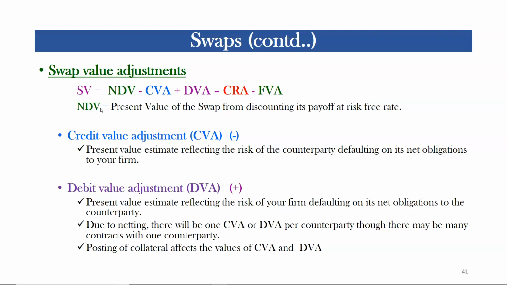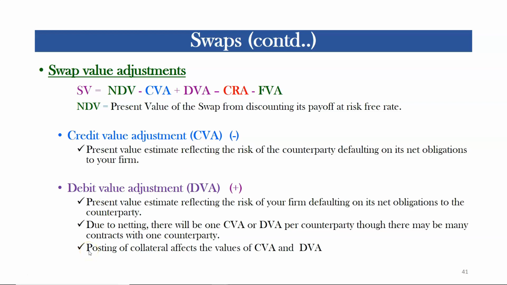NDV of a swap is the non-default value of the swap calculated by discounting the payoffs from the swap at the risk-free rate. Remember, the risk-free rate here is the OIS rate, that is the overnight index swap rate, and not the LIBOR or the treasury rate anymore. CVA is the credit value adjustment, which is the present value estimate reflecting the risk of default by the counterparty on the swap. If the counterparty has deposited adequate collateral, then CVA will be equal to 0.